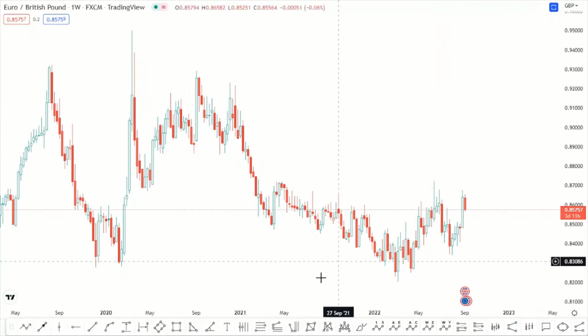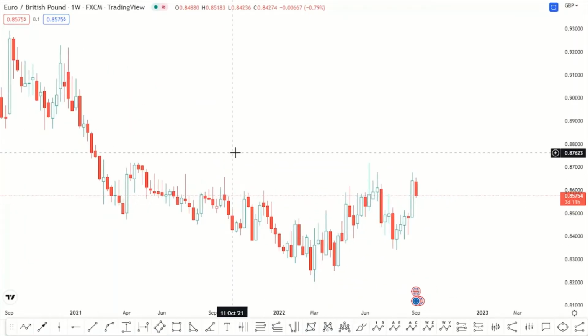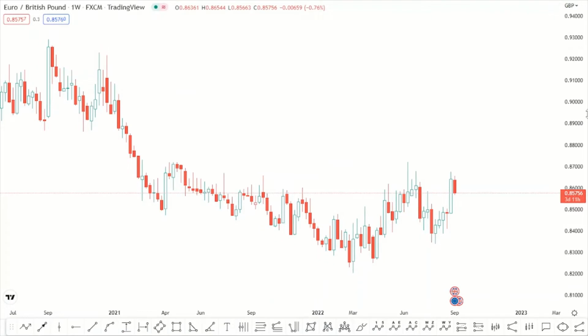As we promised, today we're focusing on EURGBP on a weekly time frame. So we're talking about the Elliott wave theory. We're going to be forecasting the price using the Elliott waves.